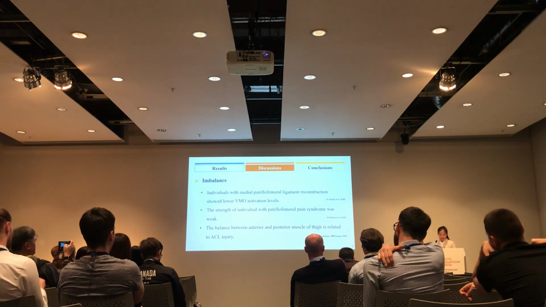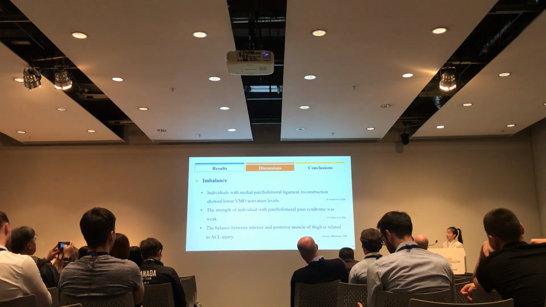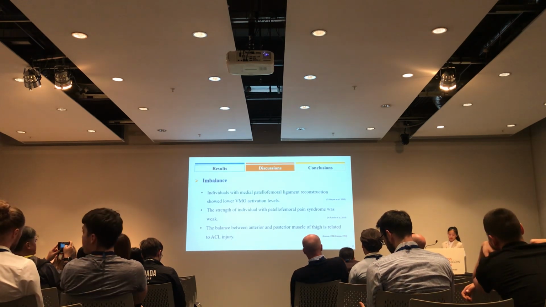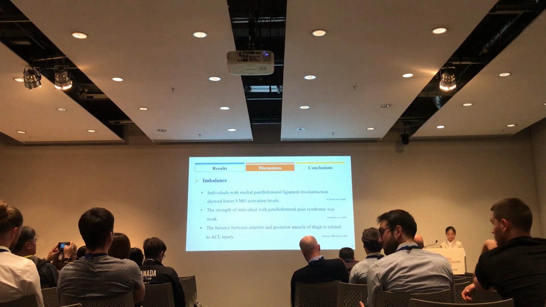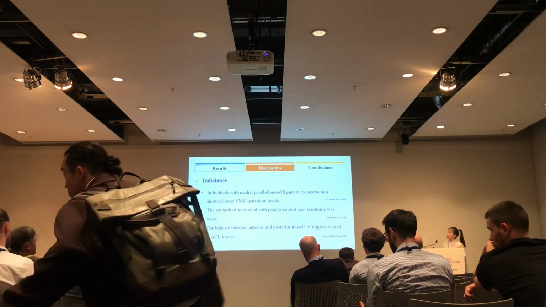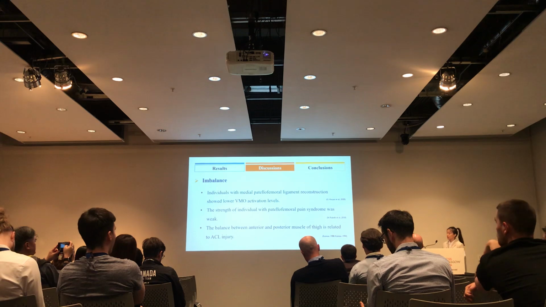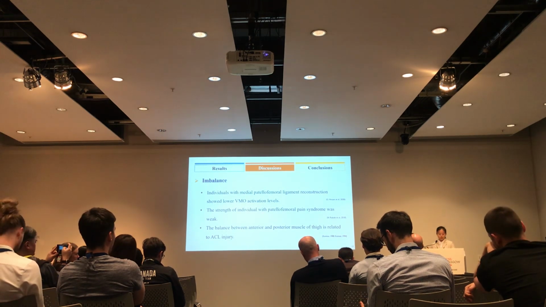The previous studies showed that individuals with medial ligament rupture show a low vastus medialis activation level. And also the strength of individuals with PFPS will be really weak. And the balance between the anterior and posterior muscles of the thigh is related to ACL rupture injury.